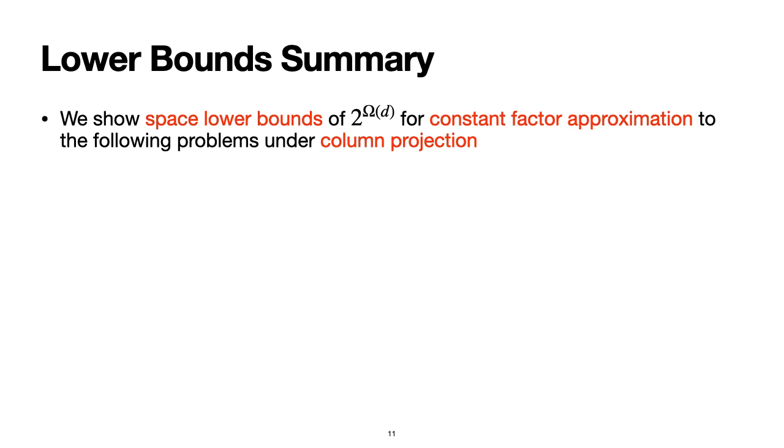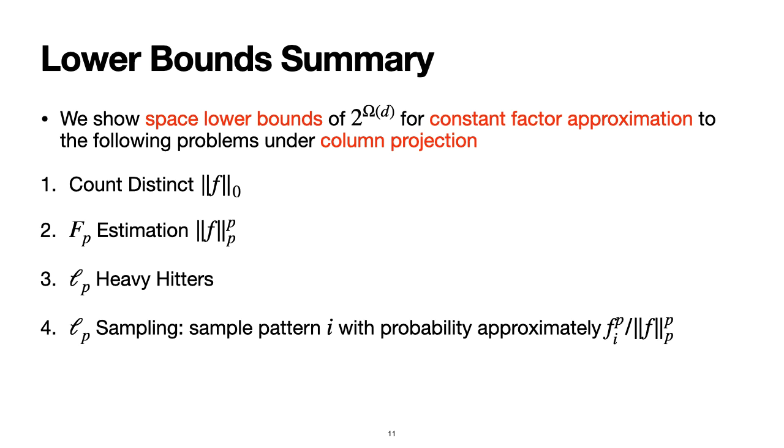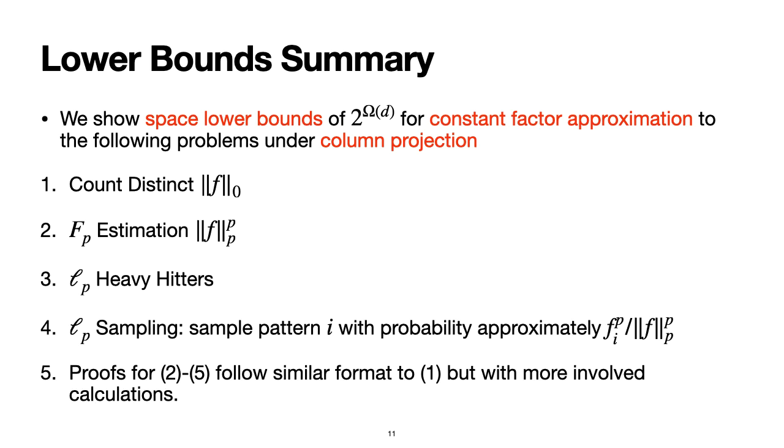Our lower bounds can be summarized as follows. We obtain space lower bounds of 2 to the omega d for constant factor approximation. The specific problems that we study are count distinct, Fp estimation, heavy hitters, and Lp sampling. The proofs for items 2 to 4 are very similar to item 1, the count distinct. However, the calculations are more involved, so I will just outline the idea for the count distinct proof.